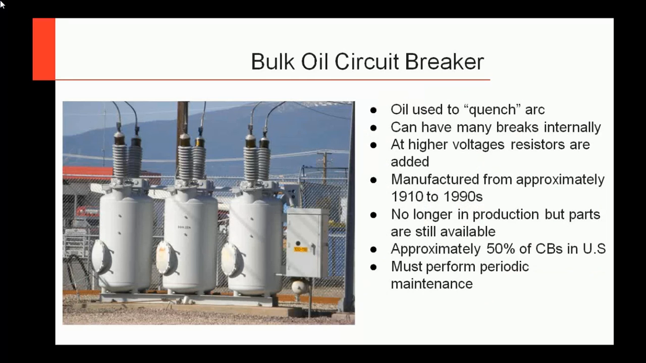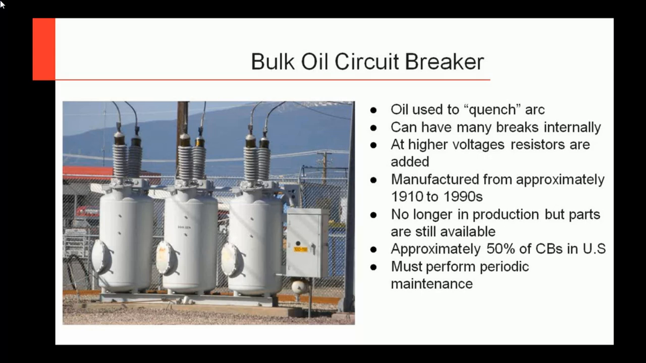So the next thing we have is something called a bulk oil circuit breaker. So once again, this is a dead tank design. And now oil is the actual insulation medium, and it's used to quench the arc. It flows over the arc during operation, during interruption, and it extinguishes it. The same thing as I mentioned before, it can have many breaks internally, but from a field testing perspective, it looks like 1 break per phase.